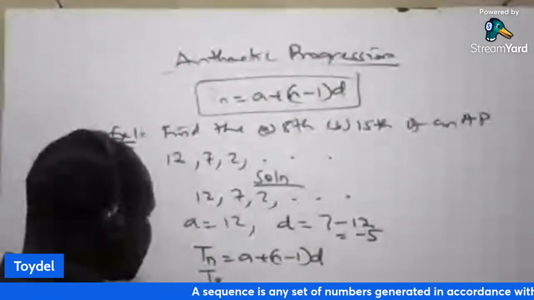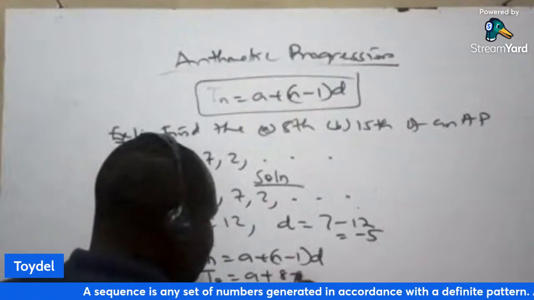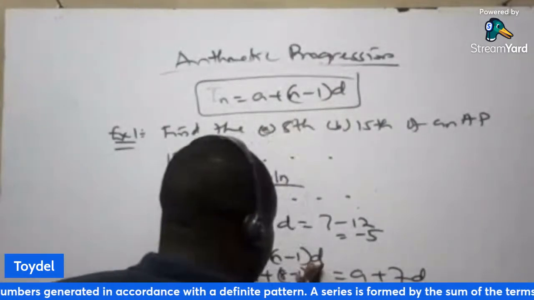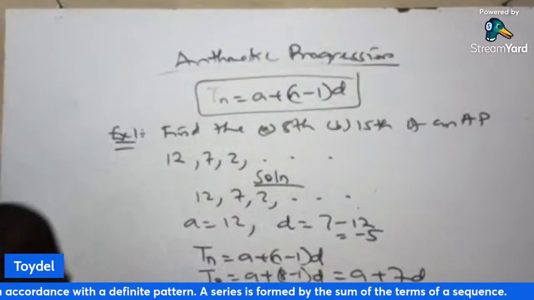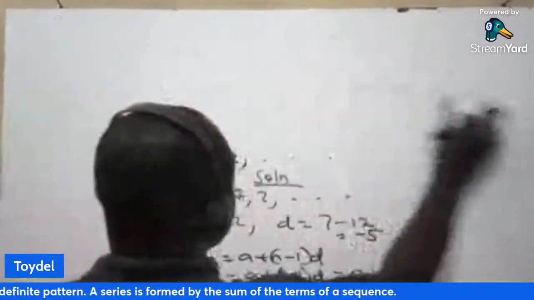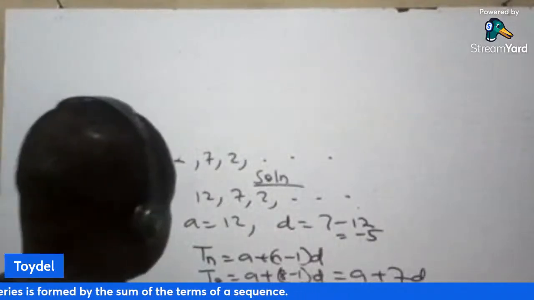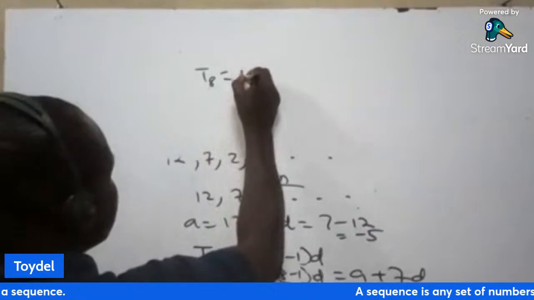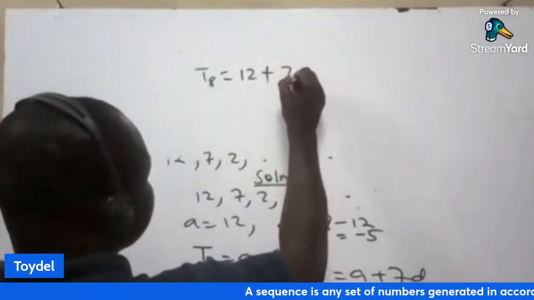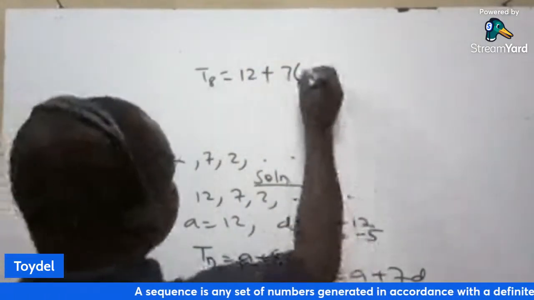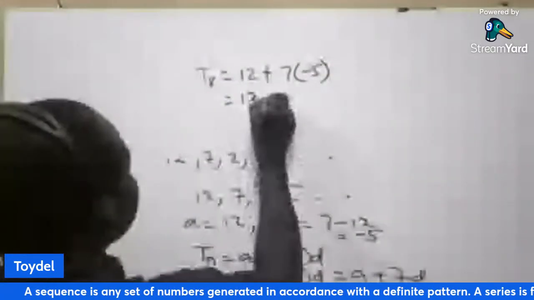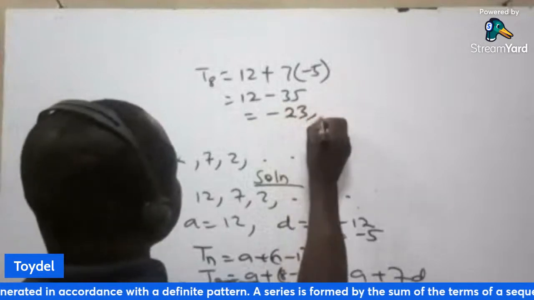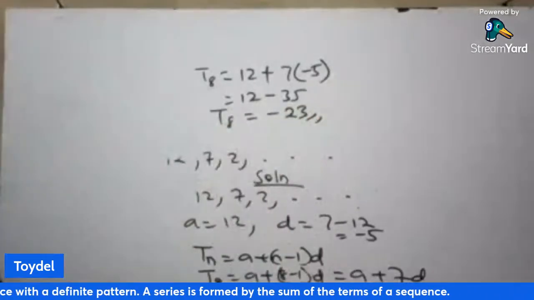Then the 8th term, T8, will be what? A plus 8 minus 1 into bracket d, and that will be a plus 7d. In this question, a is equal to 12. So we say 12 plus 7 multiplied by d, which is minus 5. 7 times 5 is minus 35. So we are going to get the 8th term to be minus 23. So T8 is equal to minus 23.